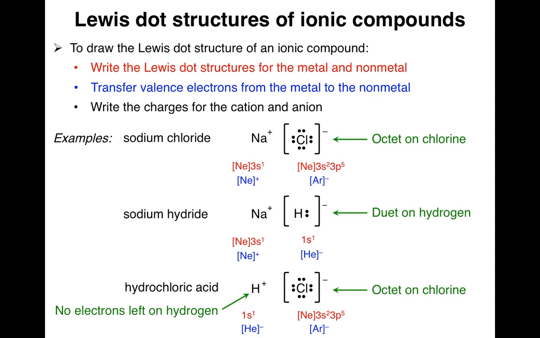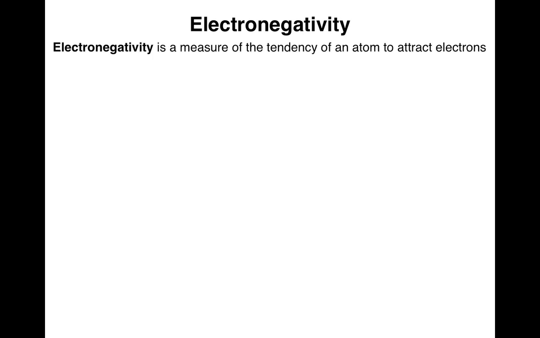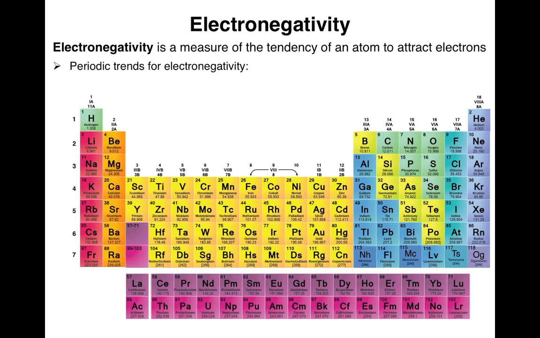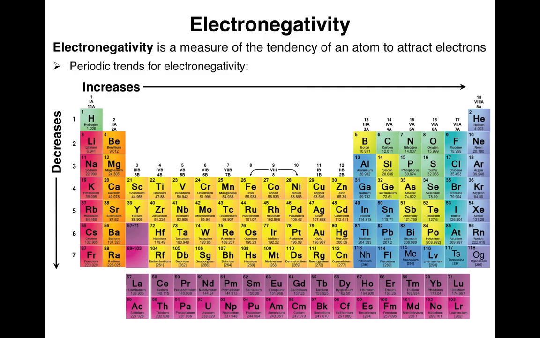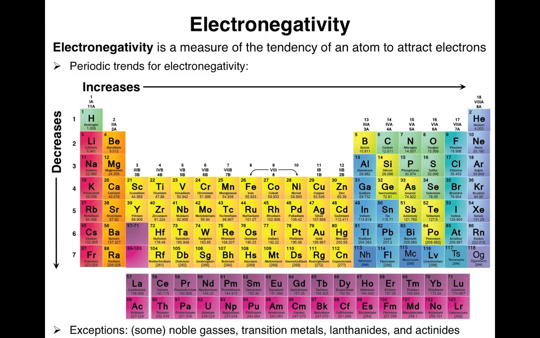Whether an atom loses or gains electrons in a compound is determined by a quantity called the electronegativity. Electronegativity is a measure of the tendency of an atom to attract electrons. Electronegativity exhibits the following periodic trends. It increases as we go right within a period and decreases as we go down within a group. There are some exceptions to this rule.